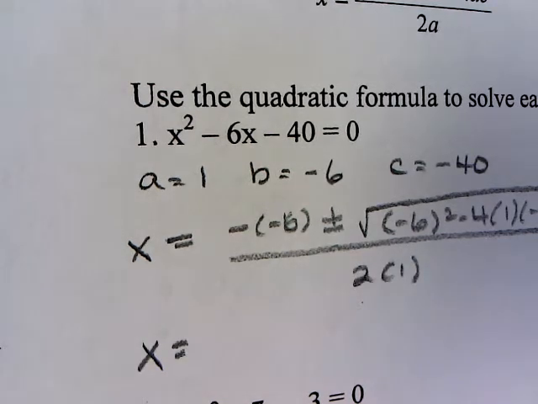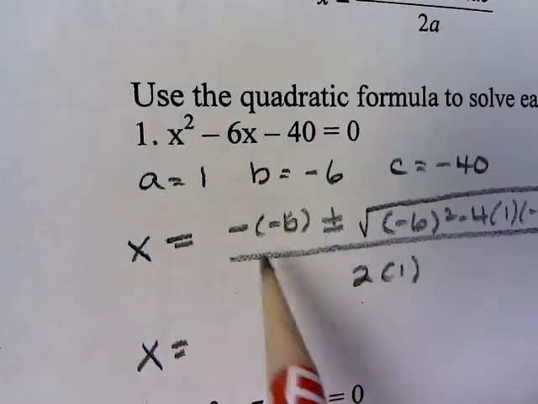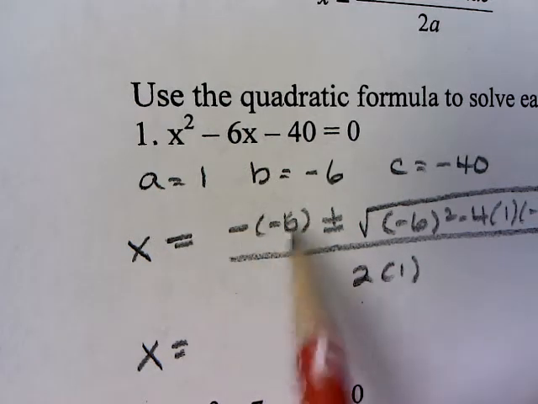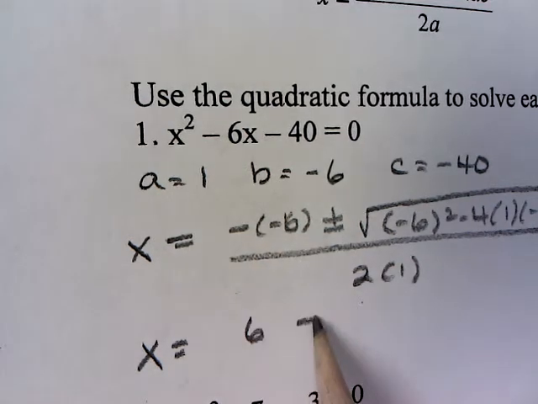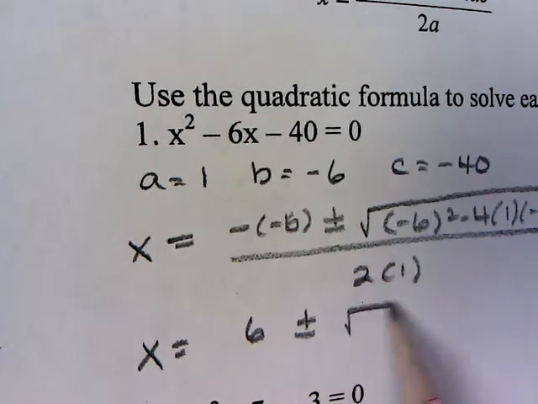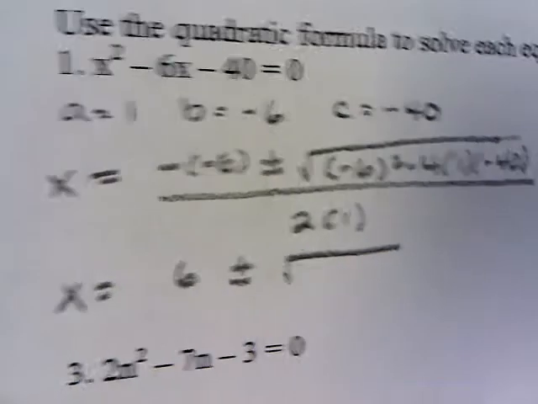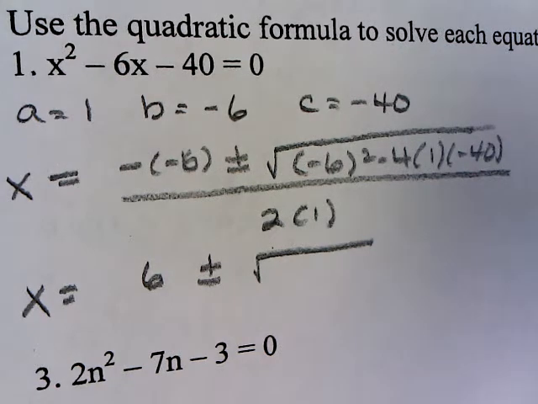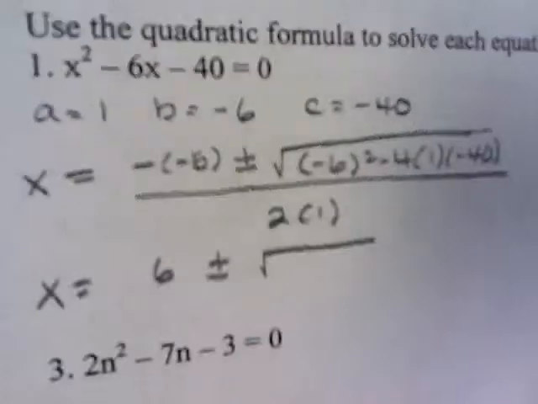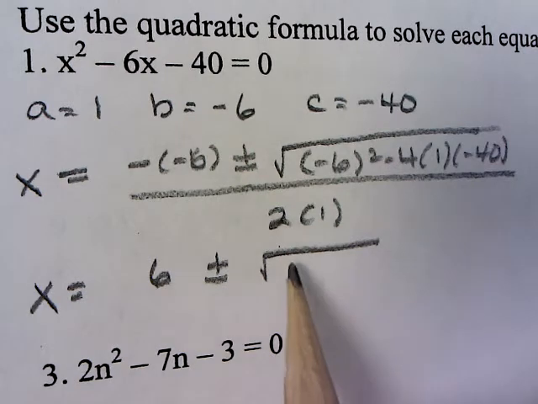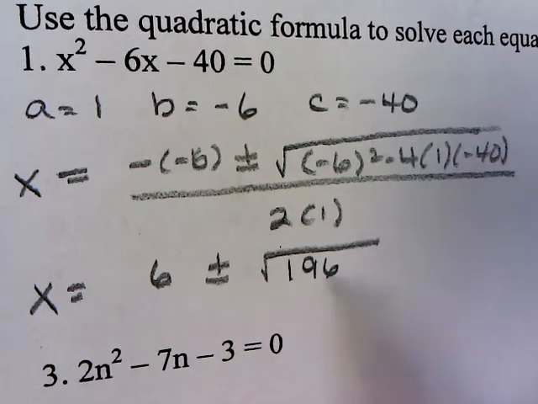My second step is I'm going to clean this up. So I'm going to go ahead and make the opposite of negative 6 positive 6. Keep my plus or minus. I'm going to simplify under my radical, which means I'm going to go ahead and multiply it all out. I'm not going to take the square root yet. Why? Because I don't want to make a mistake. I'm going to simplify everything under the radical. I'm going to take negative 6 squared minus 4 times 1 times negative 40. When I plug all that into my calculator, I get 196.